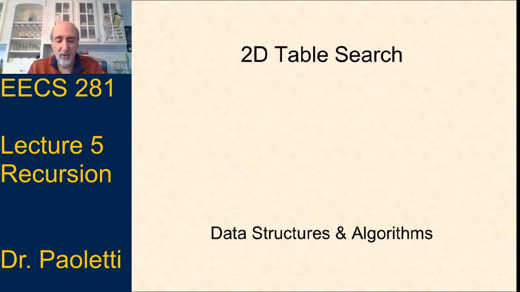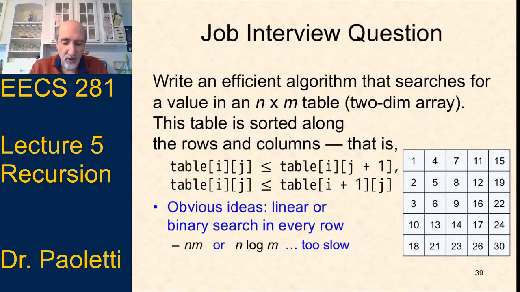All right, so what we're going to do is look at a problem here that we want to solve and look at some recurrence relationships. This is an old interview question. They give you this table of values, a two-dimensional array where n is the number of rows and m is the number of columns. So you've got this n by m two-dimensional array, and they tell you everything is sorted by rows and columns.